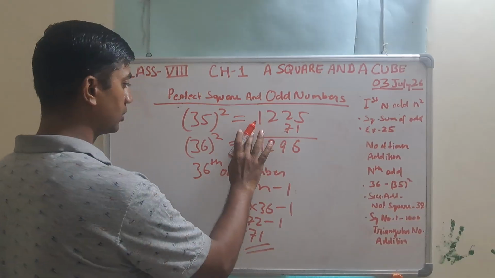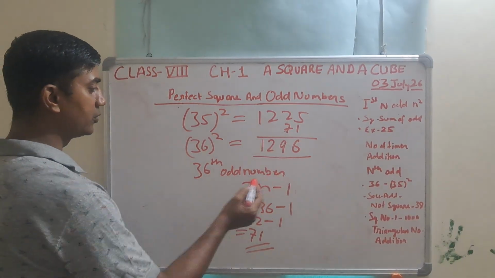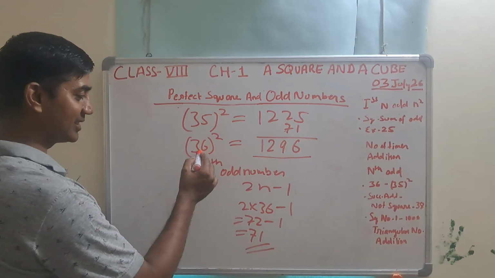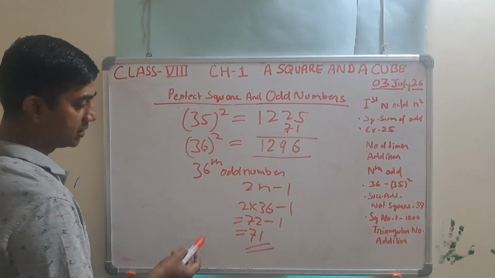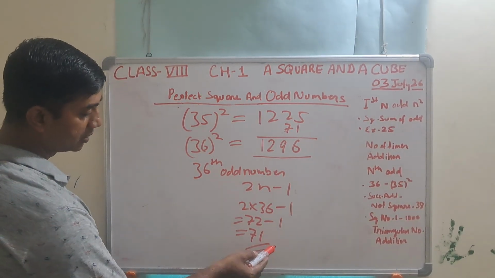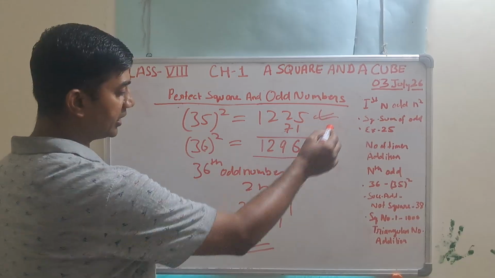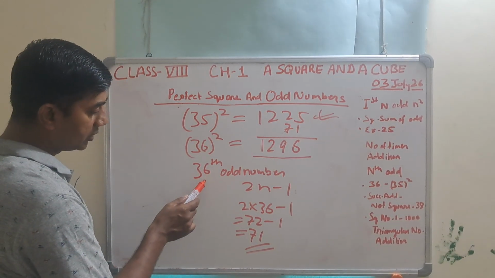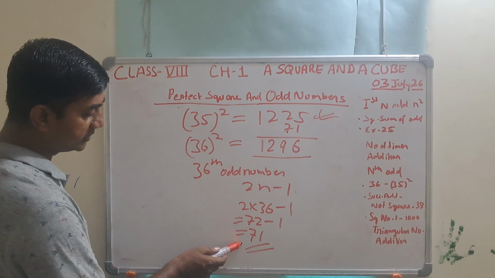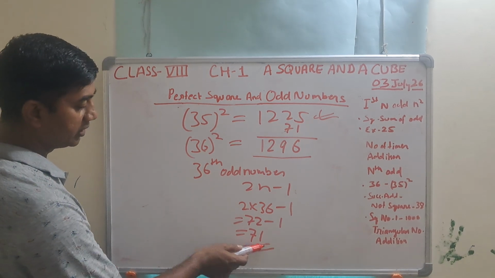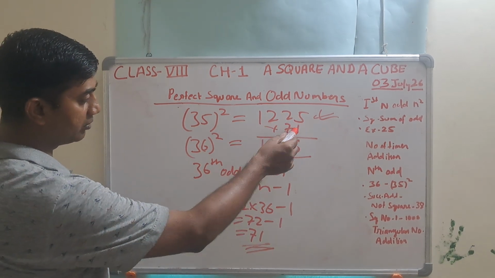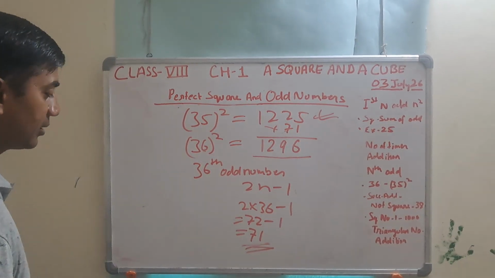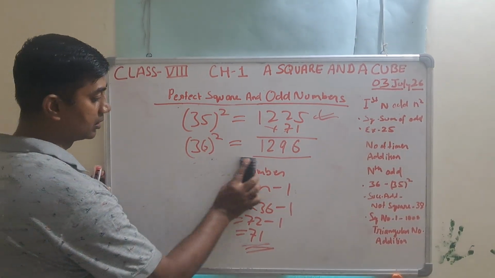So 1296 is the square of 36. The square of 35 has been given to you, and you have found the 36th odd number, and you simply add this odd number and you get the 36th square. Understood? In this way we can get the perfect square.